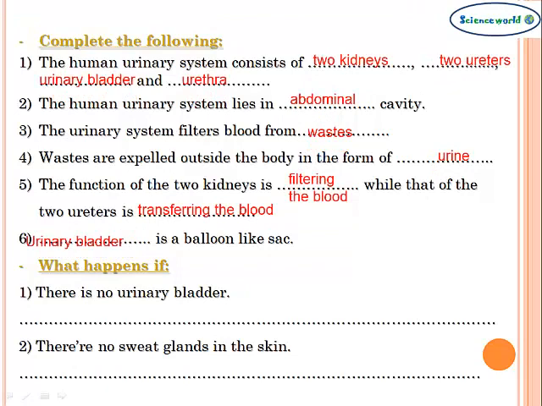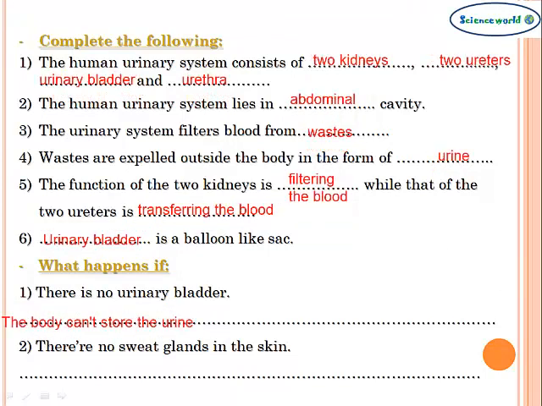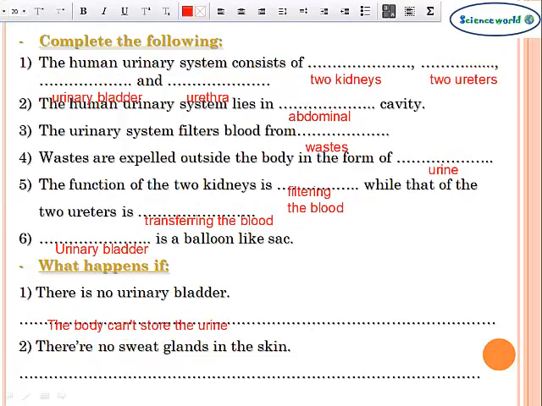Okay, what happens if there is no urinary bladder? Yes, the body can't store the urine. 2. There are no sweat glands in the skin. Do you remember from the first video? Yes, the body can't secrete sweat.